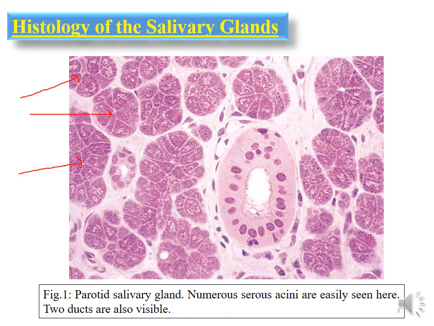In addition to the acini, we can see two ducts. This is one duct, and this is another duct. Notice how here we have small cuboidal cells with round nuclei, whereas here we have long columnar cells with oval nuclei. This is one of the main ducts. So this is a parotid salivary gland with serous acini.